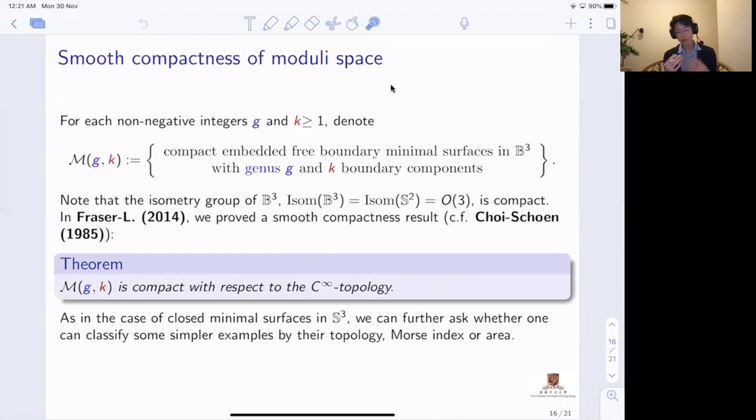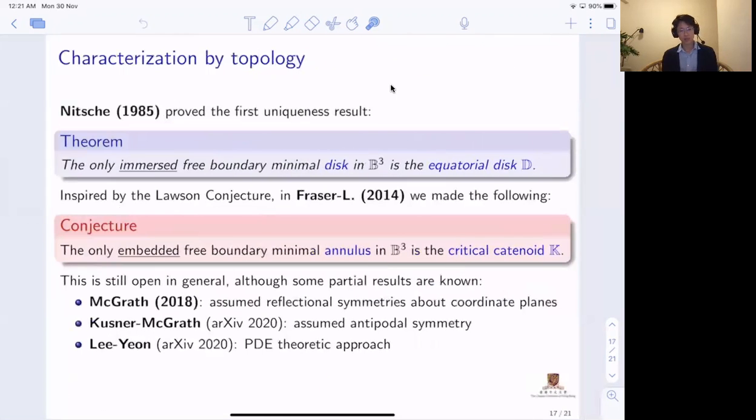Okay, but of course we can also ask for classification results in terms of topology, Morse index, and area, just like what we have seen in the first talk. So in terms of topology, Nitsche proved the first uniqueness result in 1985. If we just consider a minimal disk, okay, the topology is a disk, even if you allow immersed surfaces, then the only example is the equatorial disk.